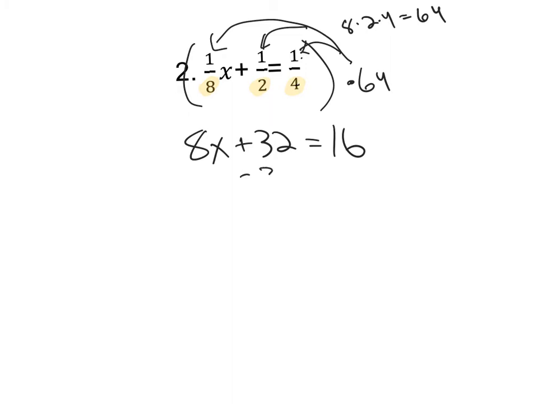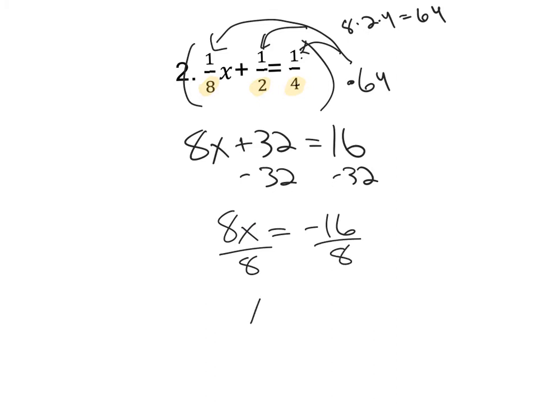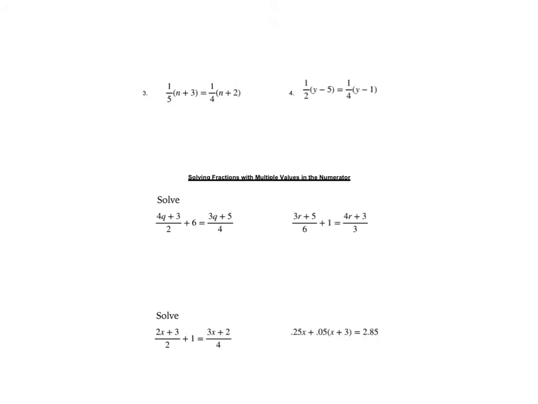Now to get x by itself, we're going to want to subtract 32 from both sides, which leaves us with 8x equals negative 16. And divide by 8 on both sides to get x is equal to negative 2. Good.